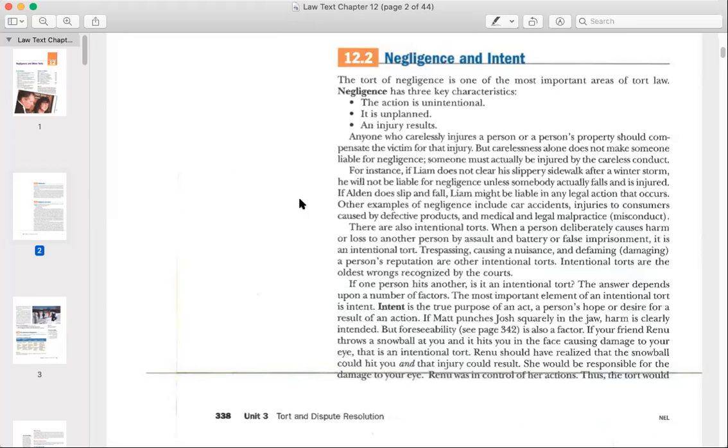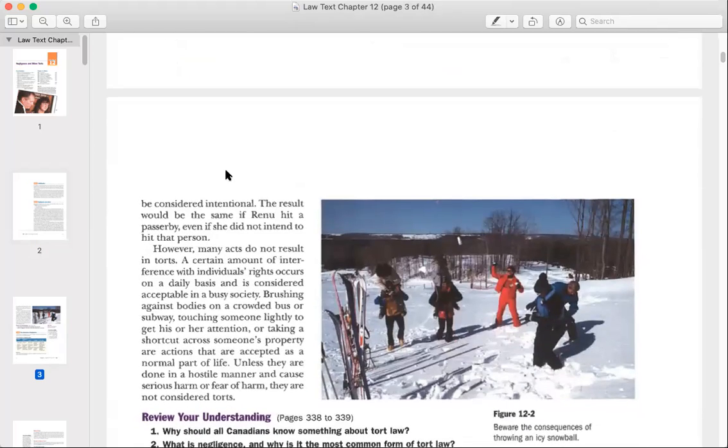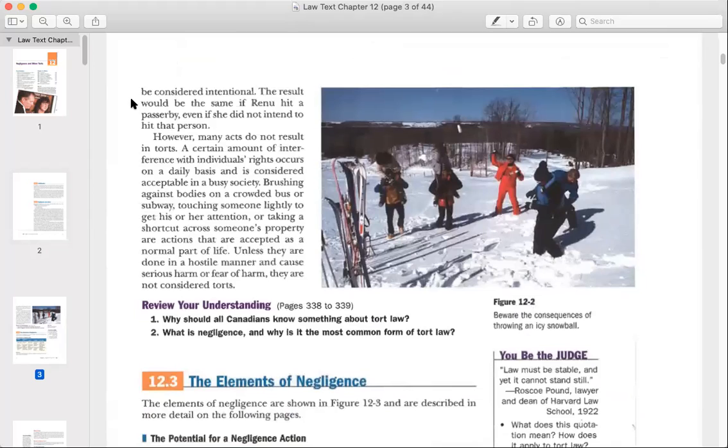If your friend Renu, or Renu, I don't know how to pronounce it, it's a fictional character, throws a snowball at you and it hits you in the face, causing damage to your eye, that is an intentional tort. Renu should have realized that the snowball could hit you and that injury could result. She would be responsible for the damage to your eye. Renu was in control of her actions. Thus, the tort would be considered intentional. The result would be the same if Renu hit a passerby, even if she did not intend to hit that person. So you can't use the excuse of, oh, I wasn't aiming for you, I was aiming for somebody else. Well, it doesn't matter. You were in control of your actions.